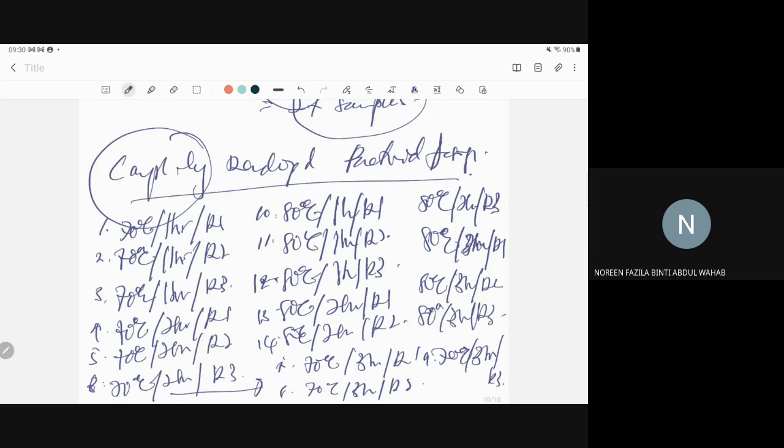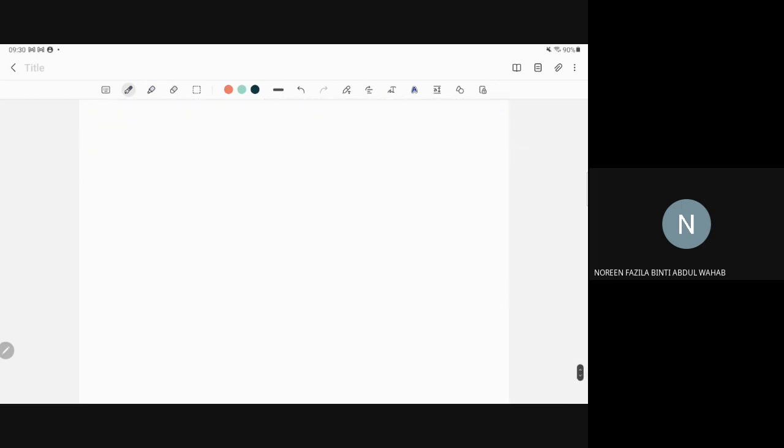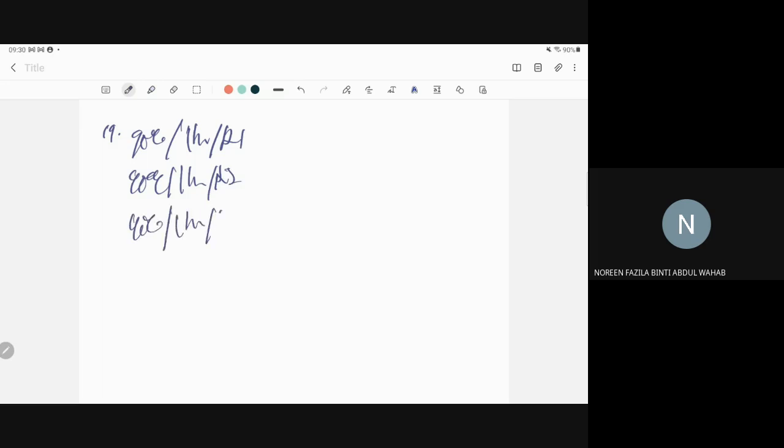Okay, and then this one is 14, 15, okay. 16, 17, 18. Okay. And then followed by, you have 18, you have 19, 70, 80, 90. 90 degrees C. Okay. 1 hour. Rep one. You have 90 degrees C, 1 hour, rep two. 90 degrees C, 1 hour, rep three.